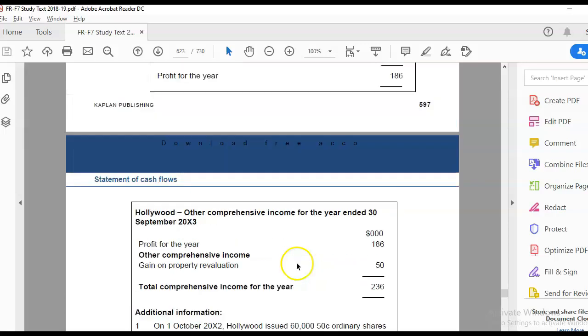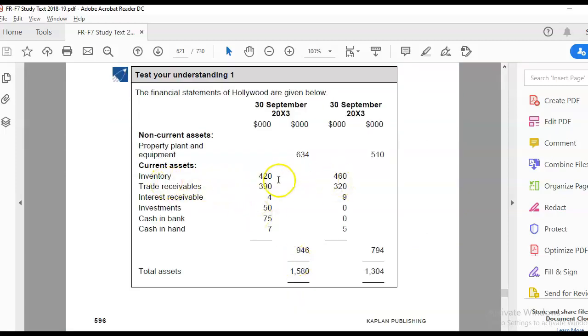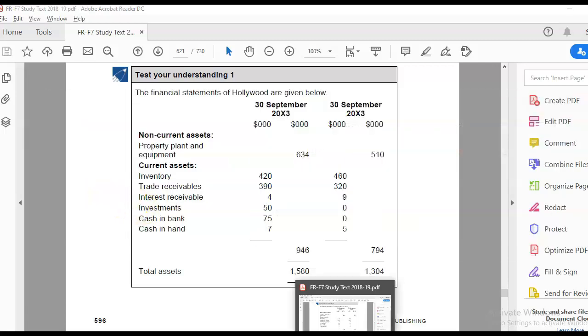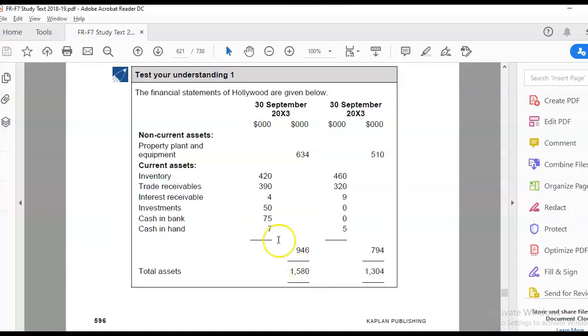So further, I have compared PPE. Now let's go and compare the other items. Inventory, 460 to 420. Decreasing. From cash point of view, good, because inventory decreasing means my cash is releasing. So a 40 decrease. Trade receivables from 320 to 390, increasing by 70. Bad, because money is stuck with the debtors.